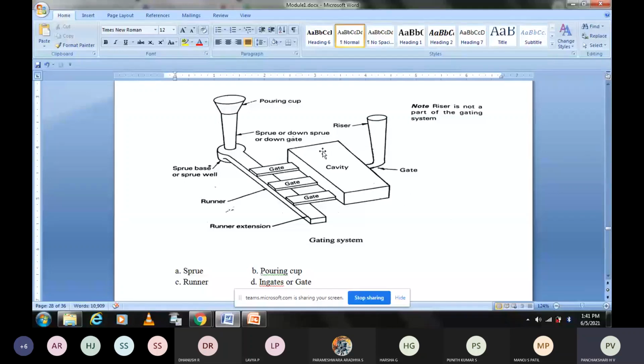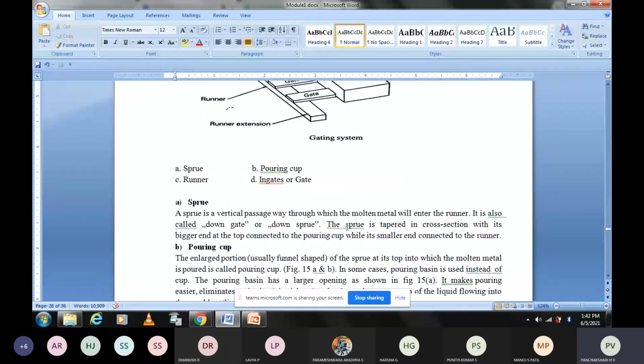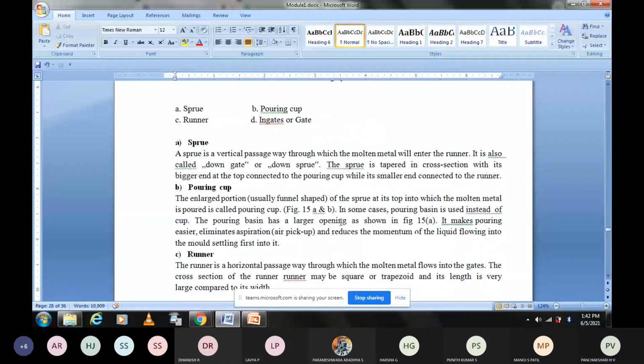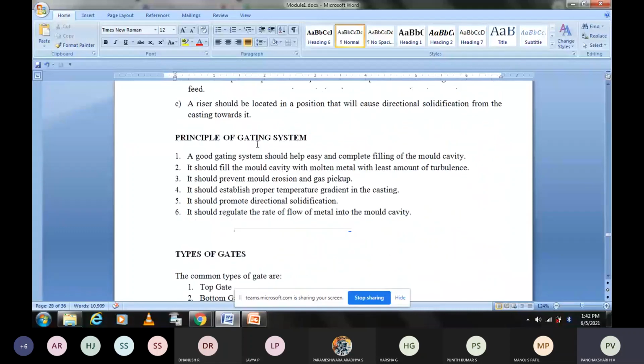First, the mold. The liquid metal in this mold cavity should solidify first. Then the riser and the gate, etc., should be the last to solidify. First, it should not solidify these gates and other things. If the gate, runner and riser solidify first, and the mold cavity solidifies last, then what happens? The proper casting we will not get. So directional solidification means the required part should solidify first, then the remaining parts like riser, sprue, etc. should solidify last. So the design should be like that. These are all the design considerations of the gating system.